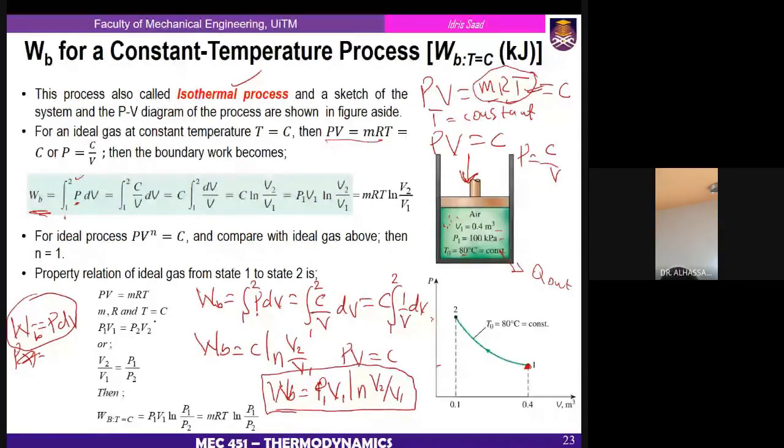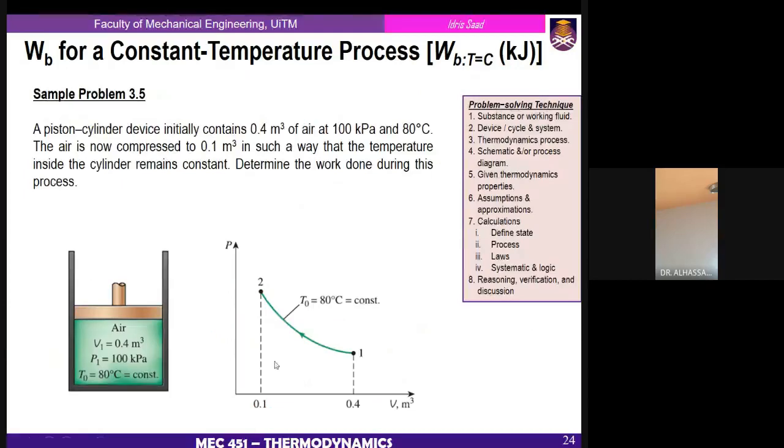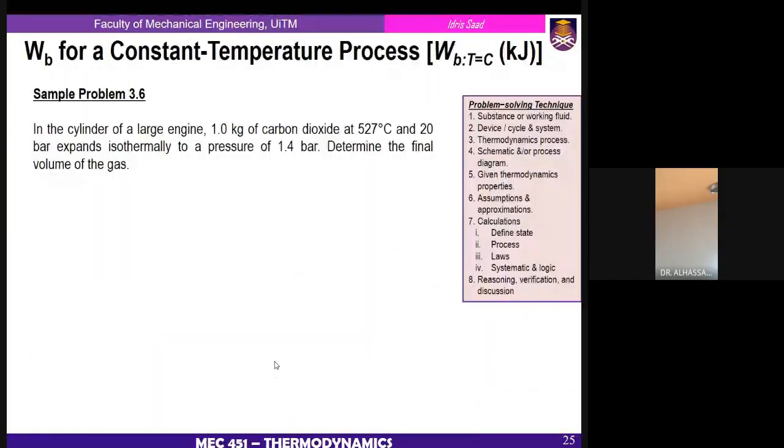Now, from the ideal gas law, we have PV equals to mRT. If m, R and T are constant, it means P1V1 equals to P2V2. So eventually we can have this situation. And the boundary work can be expressed in terms of P1V1 also. Because we know that V2 over V1 equals to P1 divided by P2, we can make a simple substitution in this way. Okay, so let's move ahead.